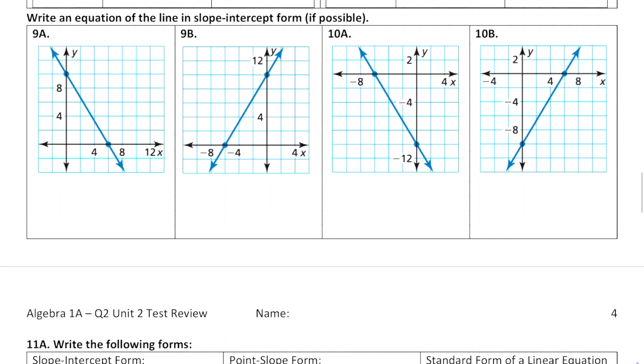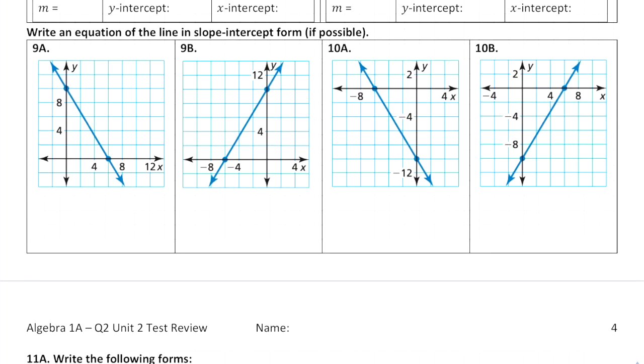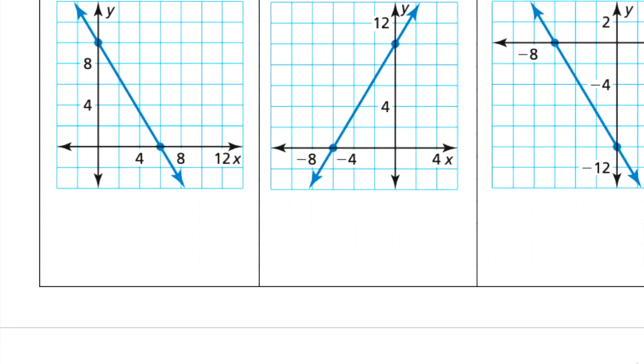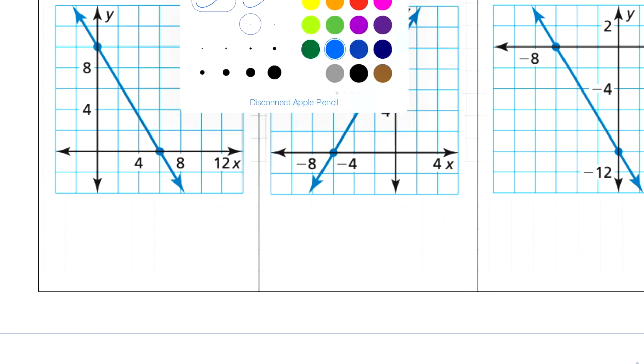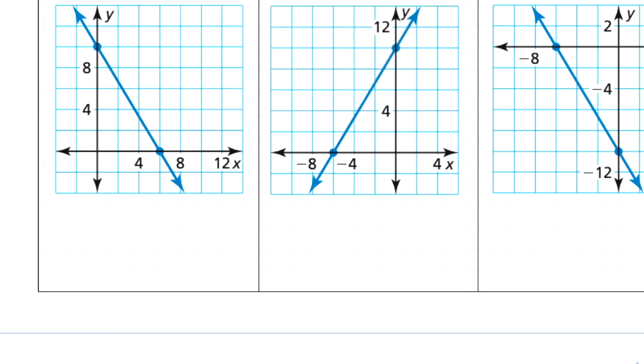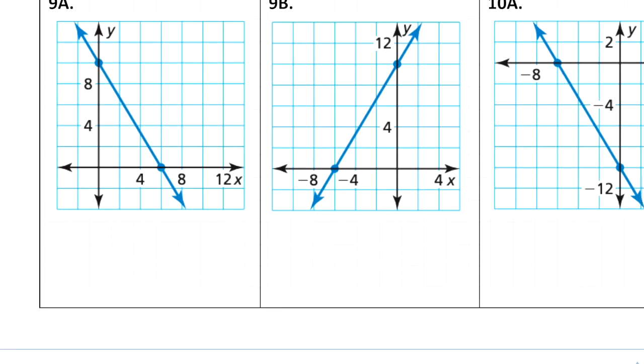Let's check out the next set of problems. Okay, here we go. 9. Write an equation of the line in slope-intercept form, if possible. Okay, so I'll tell you for these particular examples, they are all possible. I will show you how to do 9a, and I will show you how to do 10a. Okay, to start with, if I'm doing slope-intercept form, I need two things. I need the slope and I need the y-intercept. Now, I've got a y-intercept right there of b is equal to 9.